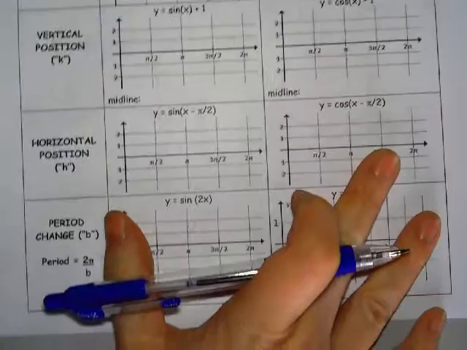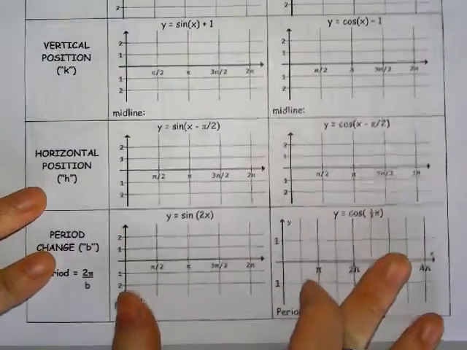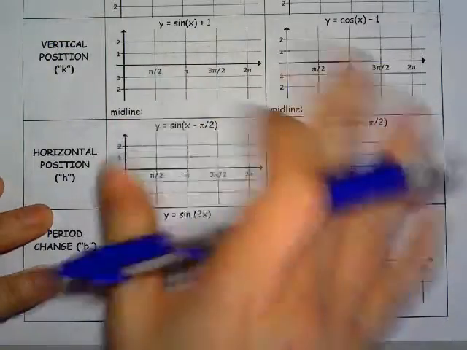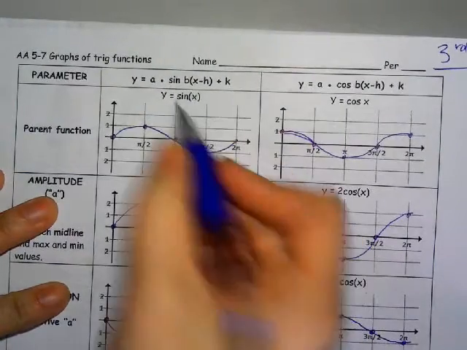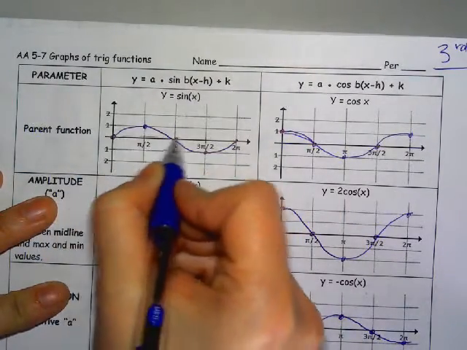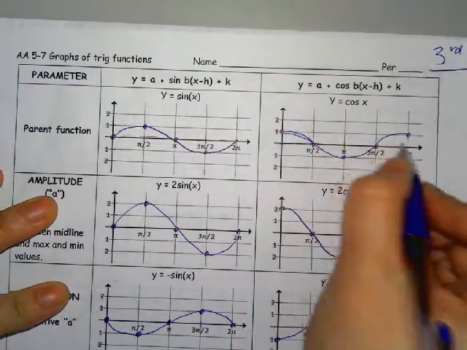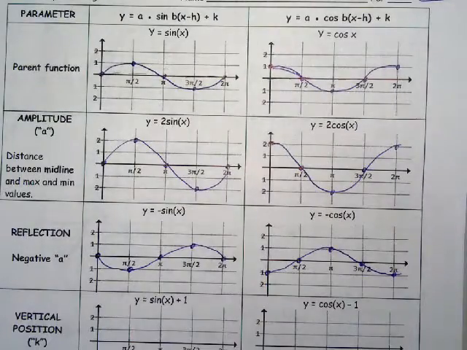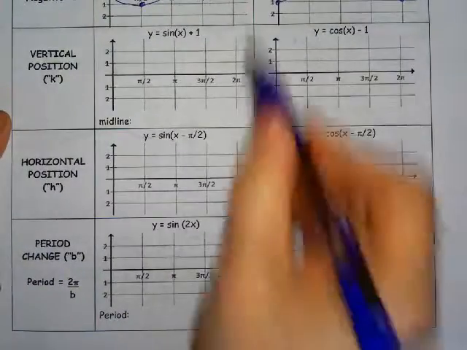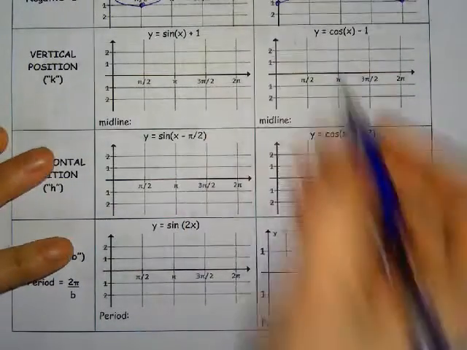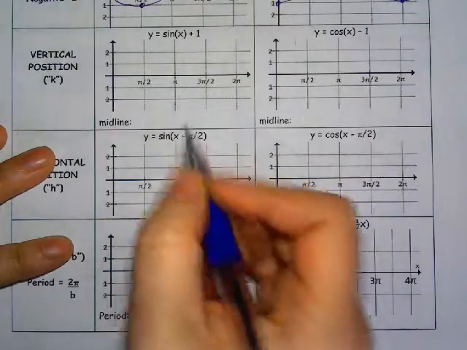For the vertical position, K, that's going to change where my midline is. My sine graph, if I go back to the top, had a midline of 0. So did the cosine graph, midline of 0. So when I have a different K, so this one is plus 1, this one is minus 1, it changes where my midline is. K basically tells me my midline.